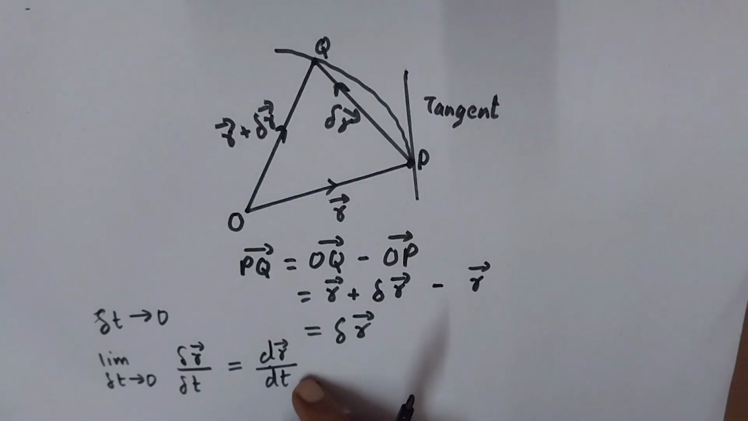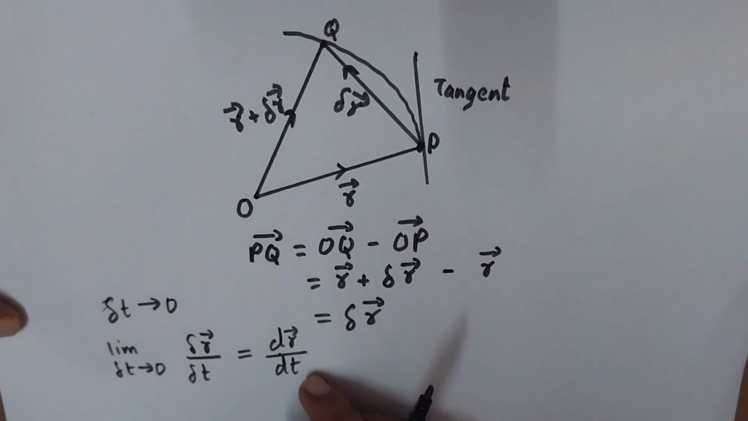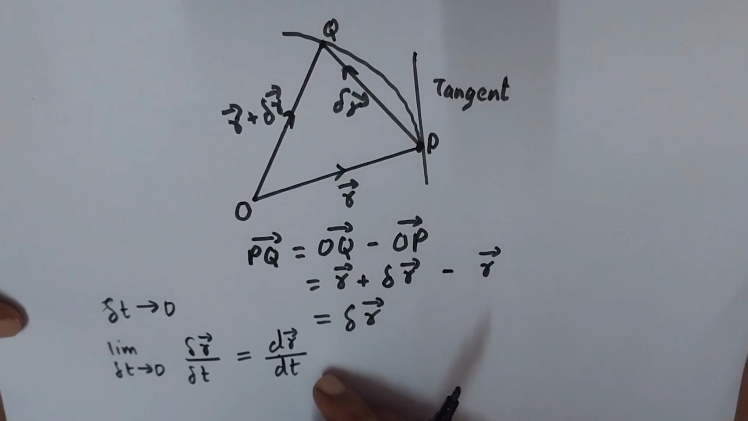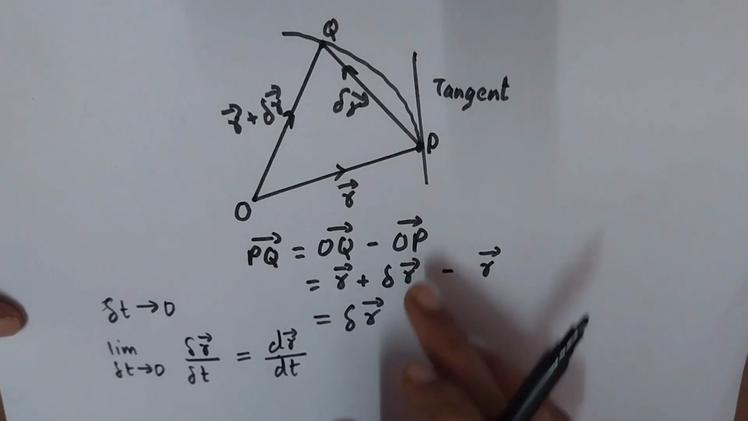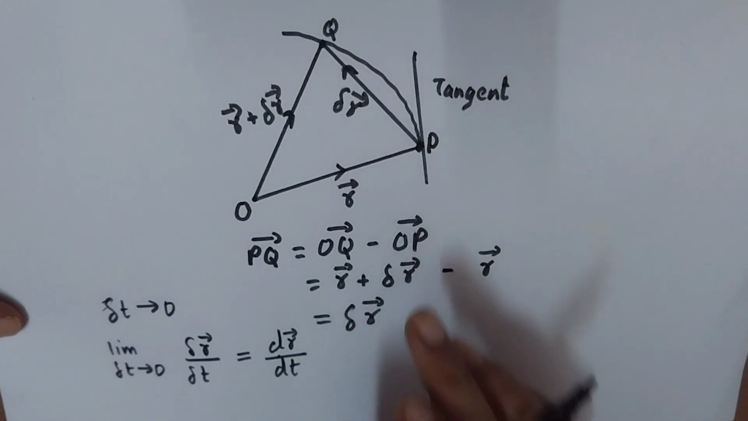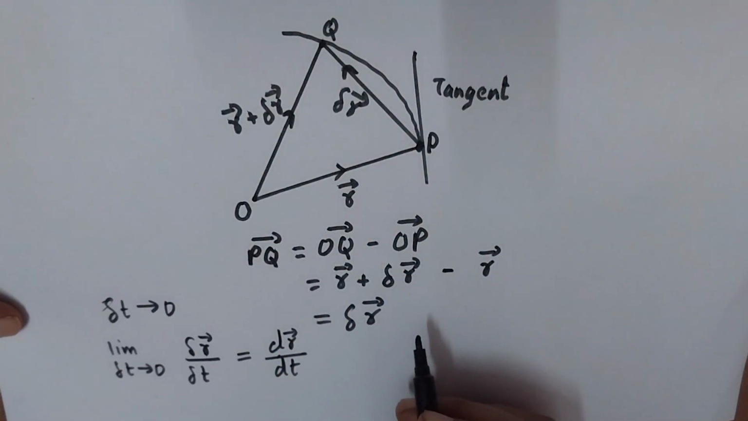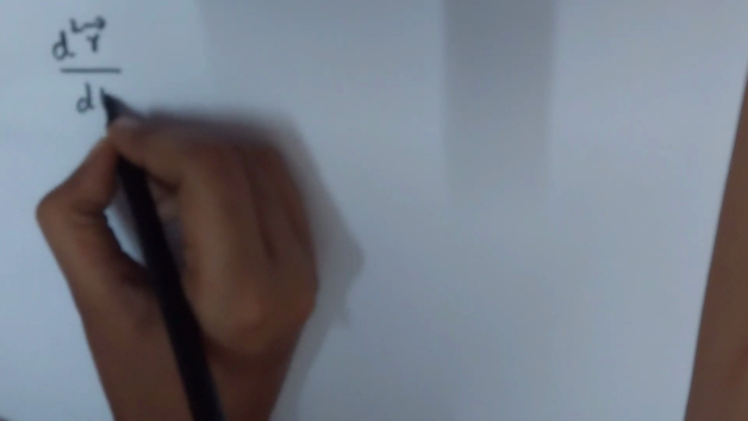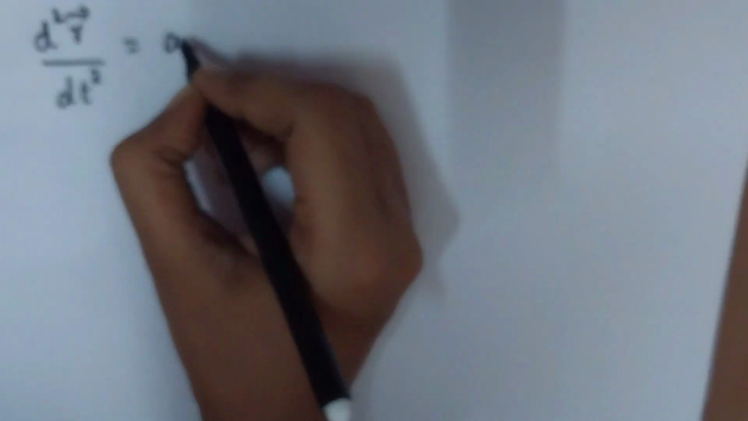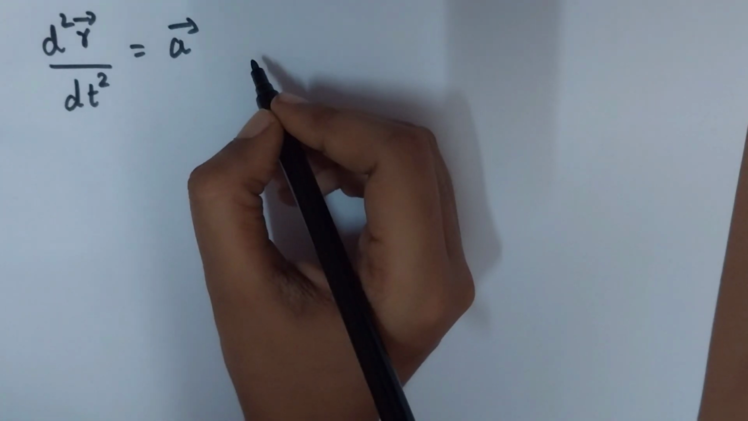Now dr vector by dt is actually called the velocity vector of this moving particle. Now when you differentiate this dr vector by dt again with respect to time, you will get acceleration. That is, d square r vector by dt square is equal to the acceleration vector at point P.